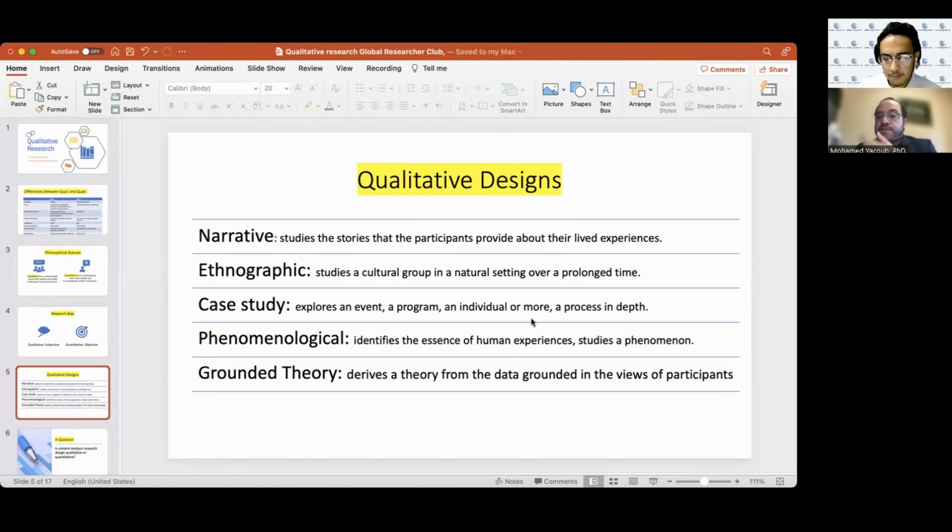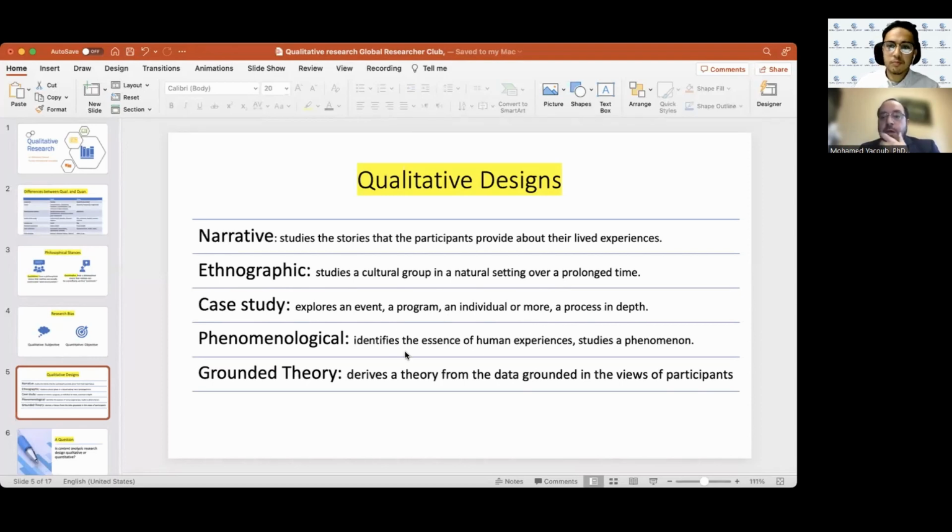Phenomenological comes from the word phenomenon. As we know, it's something that you're interested in understanding. It's not a person, not an individual, not a program, not a story, but a phenomenon that you want to study and explore. So you would interview and observe multiple people that are involved with this phenomenon to understand it.